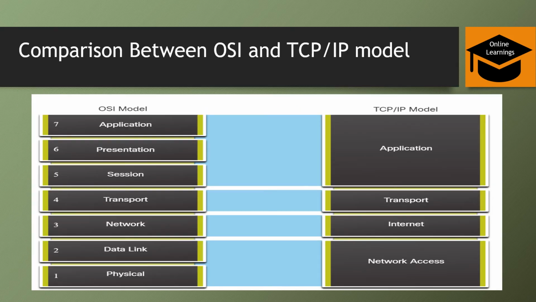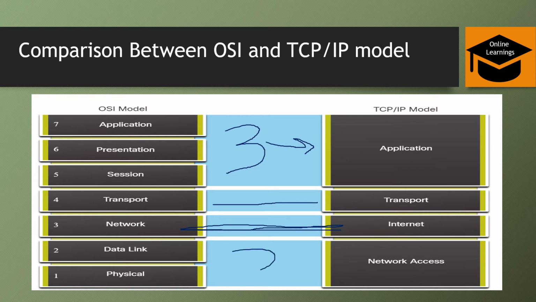Coming to the comparison, like you've seen here, these 3 layers are merged into the application layer of the TCP/IP model. Then the transport layer is the same. That's the situation where people get so confused. The network layer of the OSI model is said to be the internet layer of the TCP/IP model. And then the data link and physical layers are together, named as the network access layer.